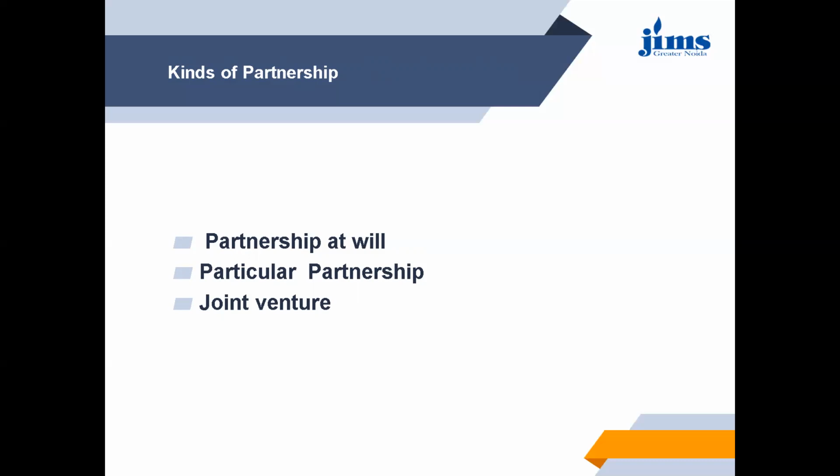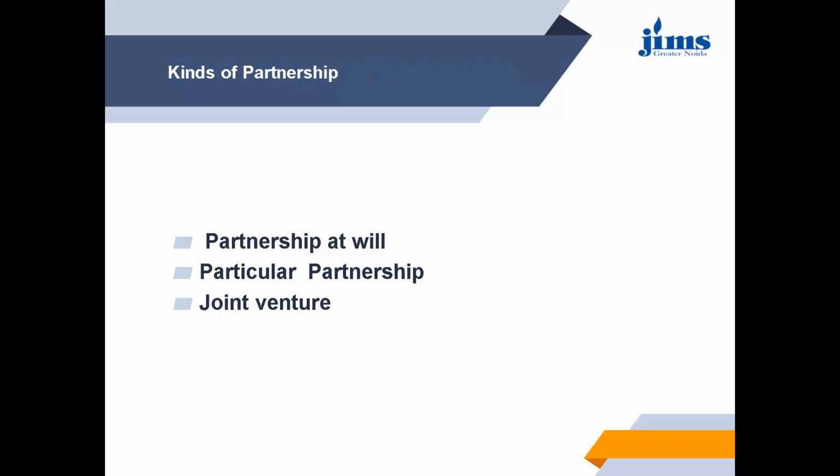Next is particular partnership. Now, a partnership which is established for a stipulated period or for the completion of a specified venture comes to an end with the expiry of that period or when that particular venture is completed or objective is achieved. So that is a particular partnership.